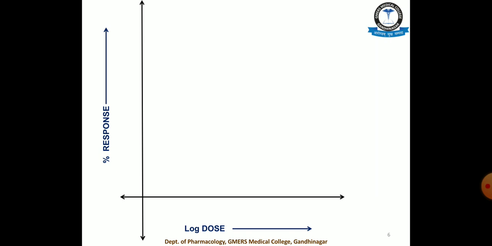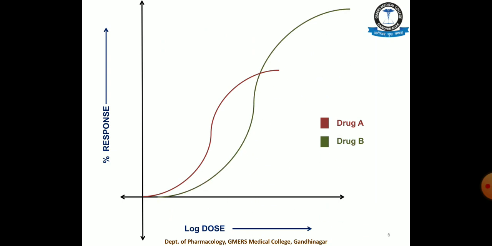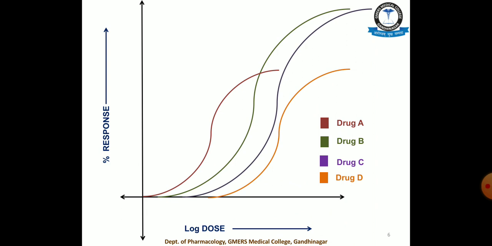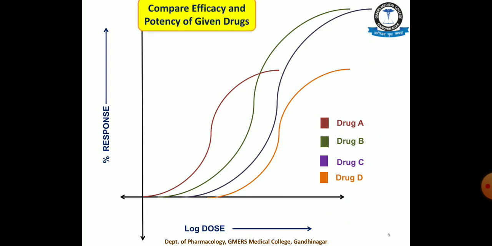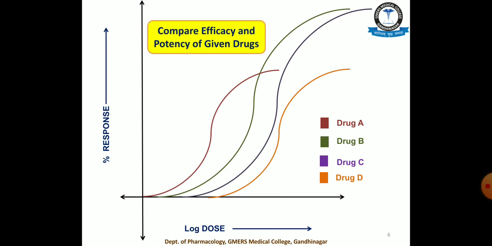Now the next is, here you can see the dose response curve of drug A, then drug B, then drug C, then drug D. Now the question is, you have to compare the efficacy and potency of the given drugs, drugs A, B, C and D. How will you compare?